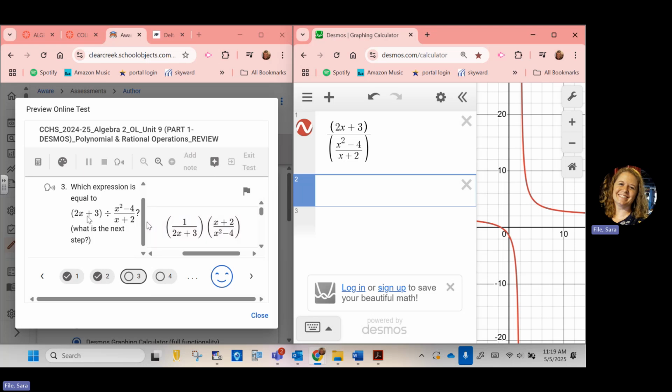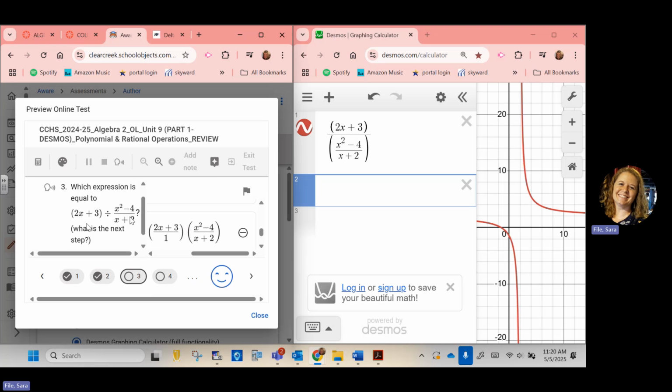So if you look at your answer choices, 2x plus 3 should stay as is, and this answer choice has flipped the first one, and I know that's wrong. You don't flip the first one. That one flipped the first one, that's wrong. Okay, so this one kept 2x plus 3 as the numerator, that's good. So did this one. Okay, so I've narrowed it down to 2 answer choices already. They're both multiplication. So far so good on both. They kept the first expression, they changed the operation to multiply.